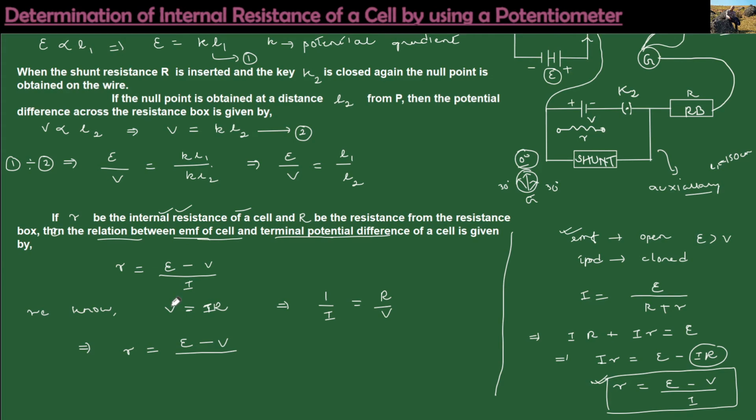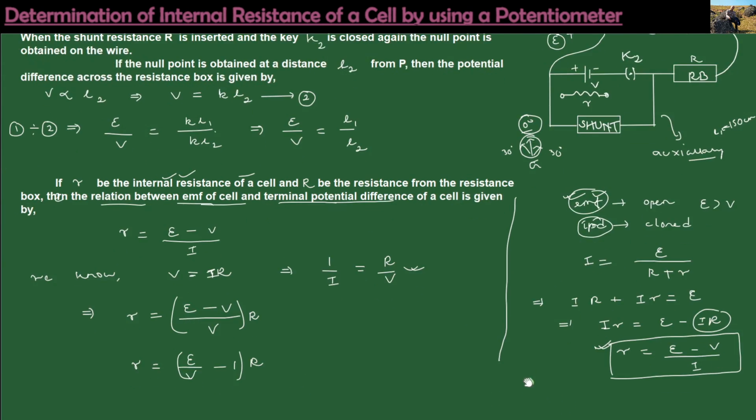Cross multiply I this side and cross multiply V this side, then you'll get this result. Then from here, this I we can write by this relation, which is equal to V into R. Again, if we solve this, we get r equals E divided by V minus 1, into R. So this is another form for finding the internal resistance of the cell, if you know the EMF E of the cell and the terminal potential difference V of the cell.